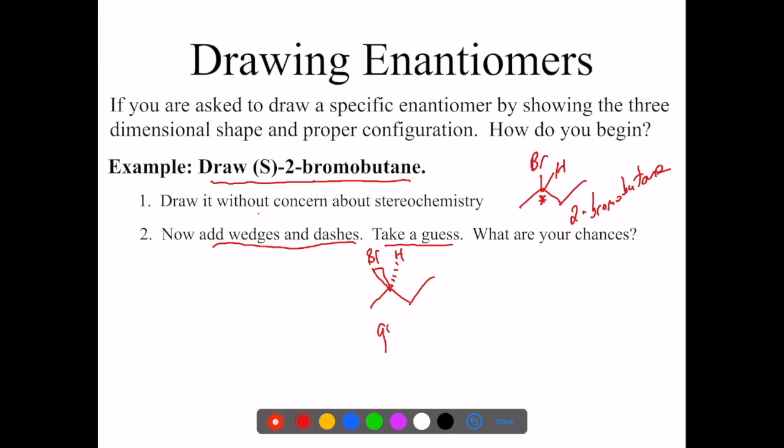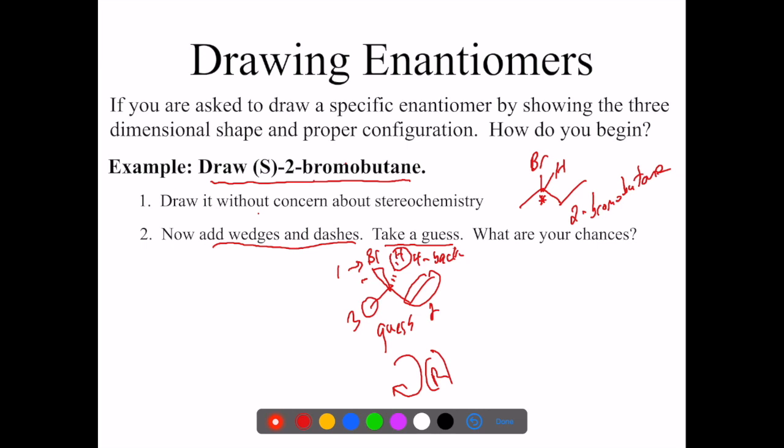So this is my guess. And why did I pick this one? Because 4 is back. I made my life easy. So this is 1, this is 2, and this is 3. And what did I just draw? 1, 2, 3. That is R. So I got it wrong. I wanted S 2-bromobutane and I just drew R.